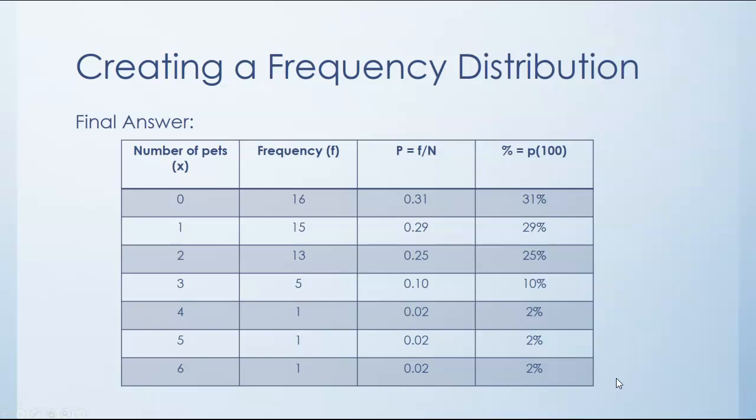So this would be my final answer for creating a distribution. I've got my number of pets broken out. I've got the frequency that those numbers occur. I've got the proportion that they are occurring in decimal, again rounding my decimal to 2 places. And then I have the percentage, by multiplying my proportion times 100%.